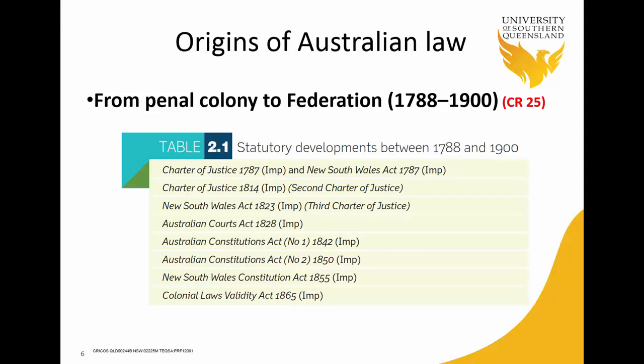Okay, the Act also gave the governor the power to establish district courts, and that meant that this was the beginning of the first general system of local government in Australia. Okay. By 1850, when we look at the Australian Constitutions Act number 2, so the second Australian Constitutions Act, we find that the Act enabled these colonies of New South Wales, Victoria, Tasmania, South Australia and Western Australia to take the next steps towards independence.